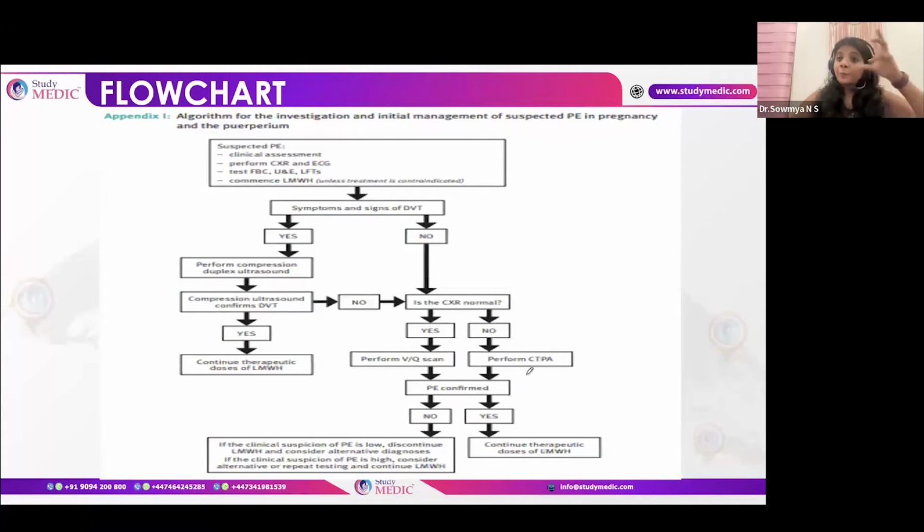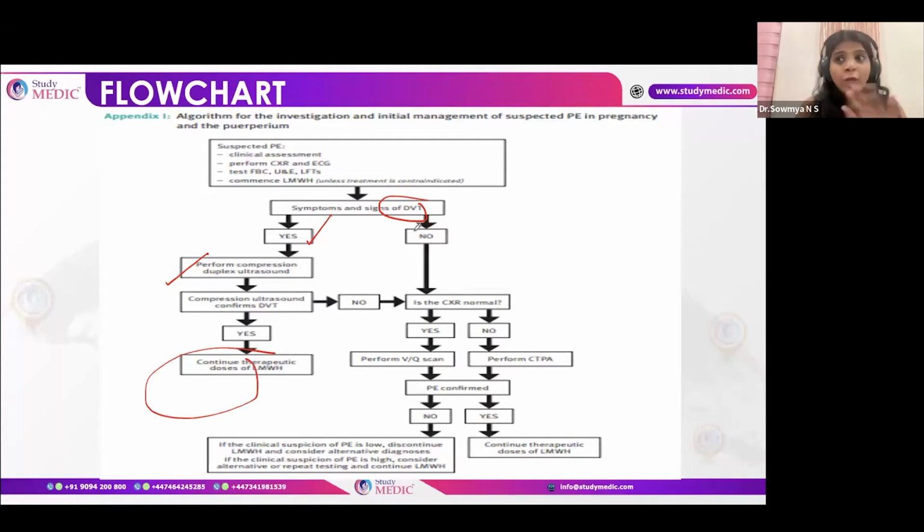Now, that was prevention. What to do if somebody comes with a suspected pulmonary embolism? Generally, the first thing you do is clinical assessment, chest X-ray, ECG, then full blood count, because you have to make sure before you start these medications, urea, electrolytes, LFTs. And somebody who comes with breathlessness and suspected pulmonary embolism, you always look for signs of DVT. If it is there, you do compression duplex ultrasound first. And if that confirms a DVT, no need to check for pulmonary embolism, you start therapeutic dose.